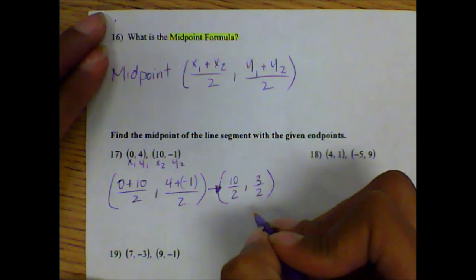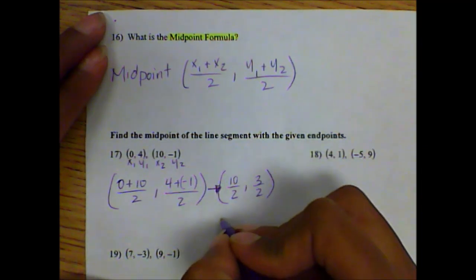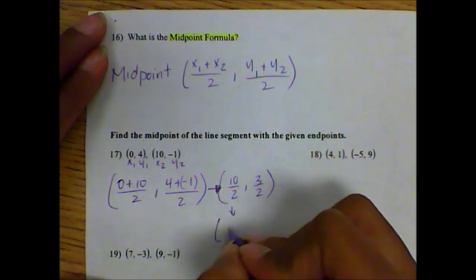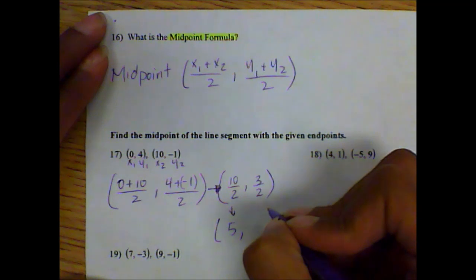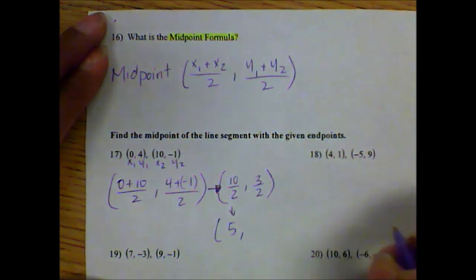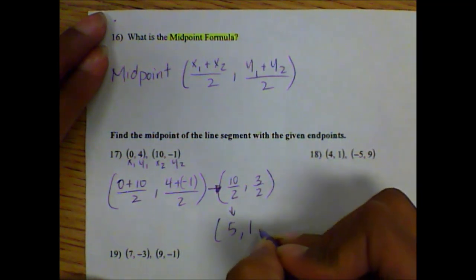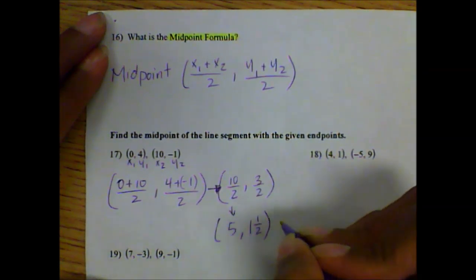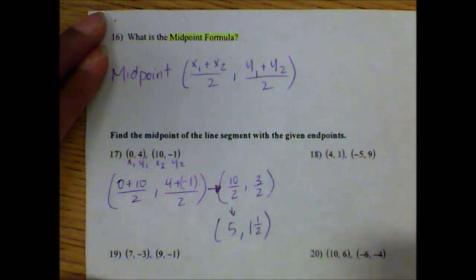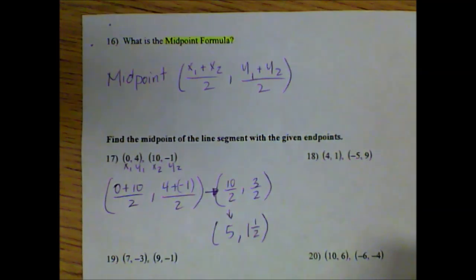Now, 10 over 2 is an improper fraction, which is another form of division. 2 goes into 10 5 times, so this becomes 5. 3 over 2 is also an improper fraction, and we're going to simplify it by dividing. 2 goes into 3 1 whole time, with a remainder of 1, so 1 and 1/2. Okay, so my coordinates are 5, 1 and 1/2.